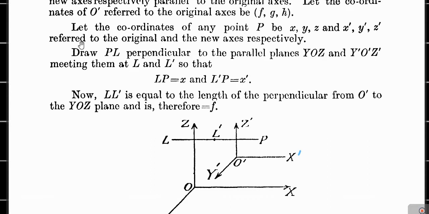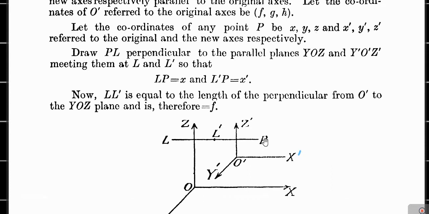Next, let the coordinates of the point P be x, y, z with reference to the original frame of reference, and let the coordinates of P be x', y', z' with reference to the new frame of reference. Then we have to obtain a relationship between x, x', y, y', z, z'.